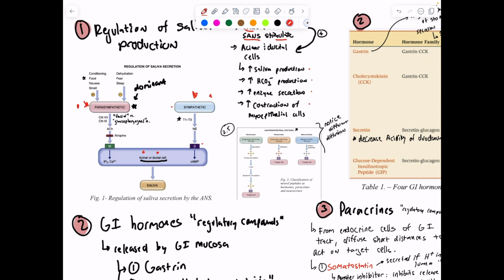Parasympathetic, you do have some feedback, such as food, nausea, smell, dehydration, fear, sleep are going to decrease sympathetic stimulation. And then you have cranial nerve 7 and 9, the facial nerve and glossopharyngeal nerve, respectively, releasing acetylcholine onto our muscarinic receptors, and the net result is stimulating the production of saliva. Importantly, though, our friend atropine will block this effect and decrease saliva production.